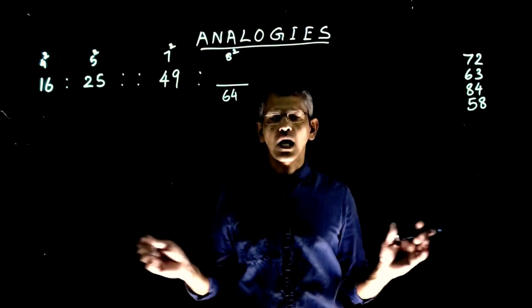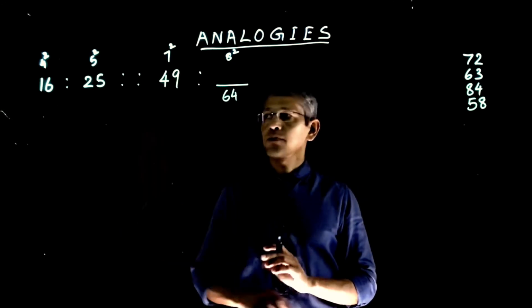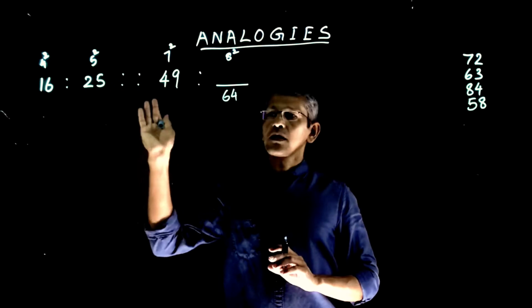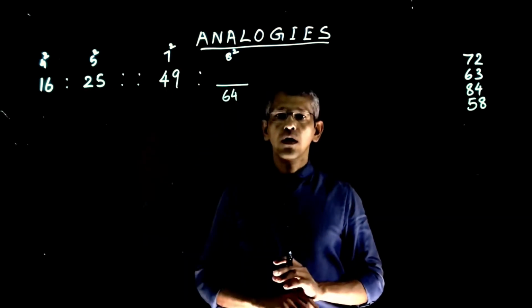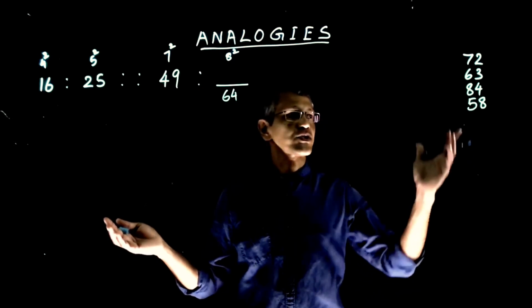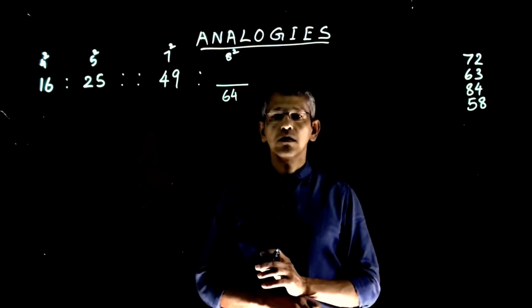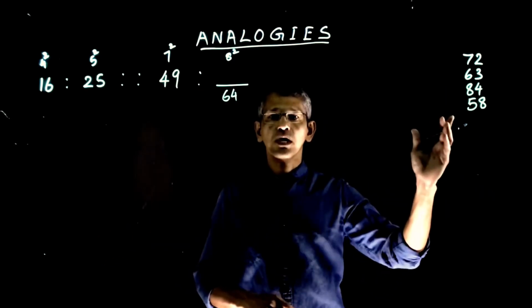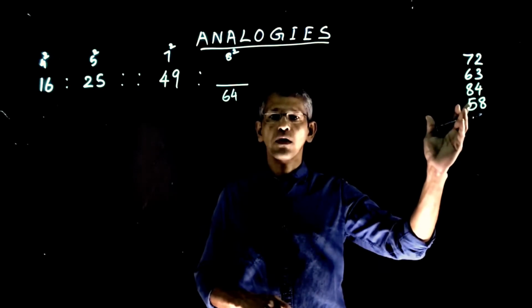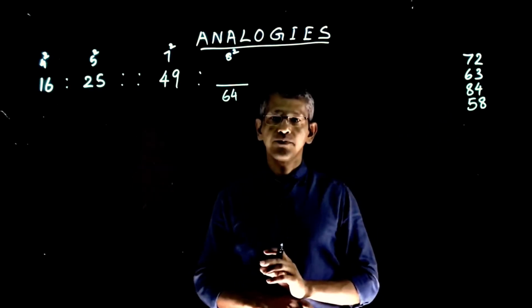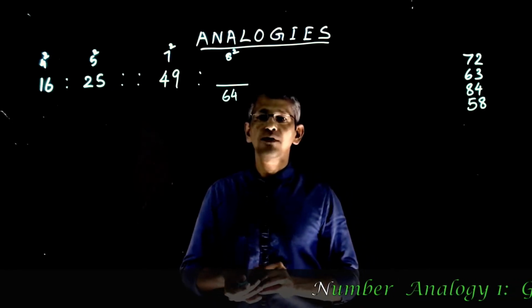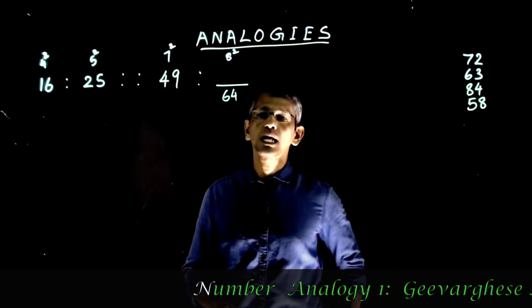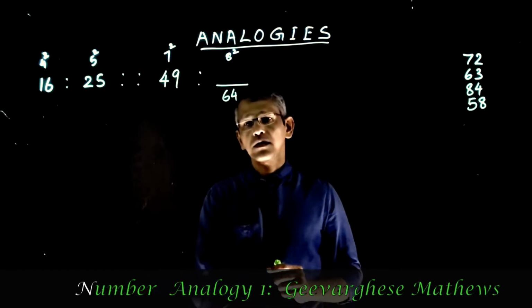So in that case, how do we deal with this question? 4 square, 5 square, 7 square, 8 square. We know the answer is 64, but 64 is not here. So what's the next possibility? If 64 is not here, can we go with the answer 84? No, it doesn't work. So we have to look at some other possibility. Anything else? Let's take a look.